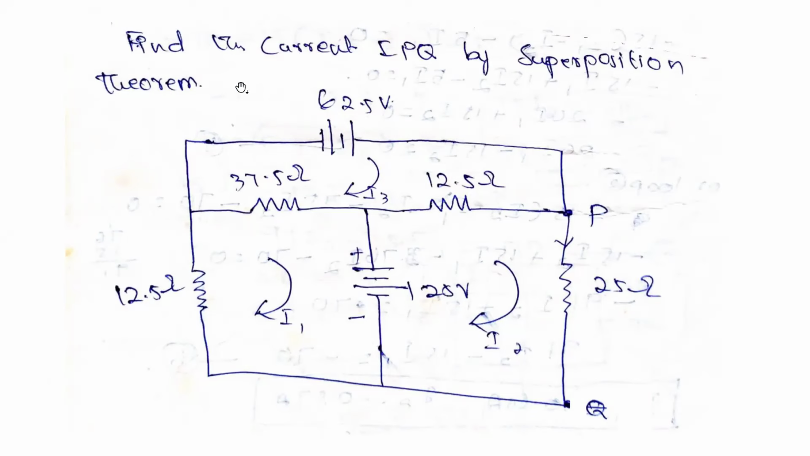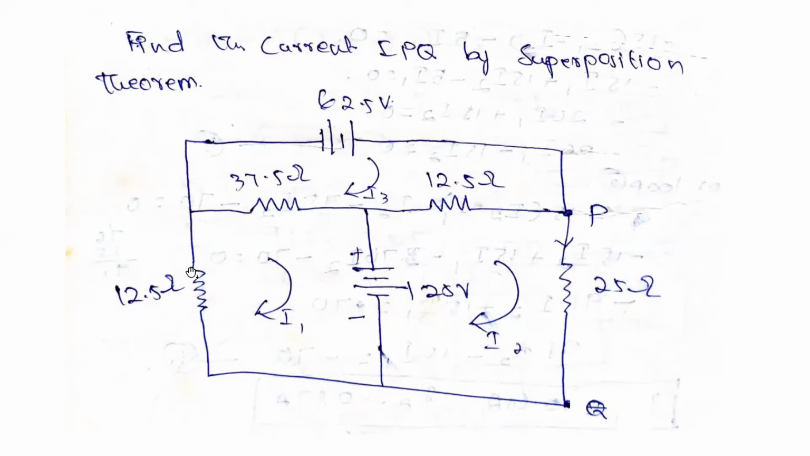Today we are going to see a small problem on superposition theorem. Find the current IPQ by using the superposition theorem. So here is a circuit. Here, if you see, two voltage sources are given. It is 125 volts and 62.5.